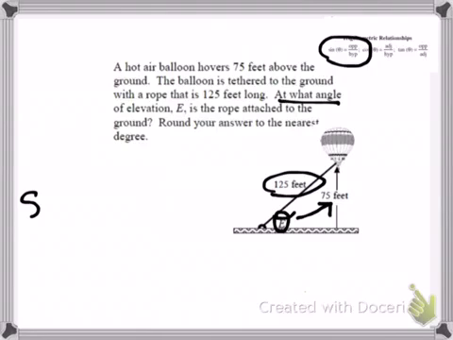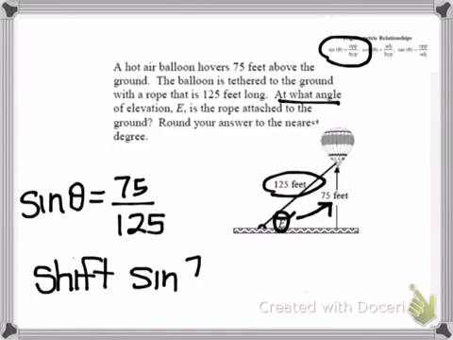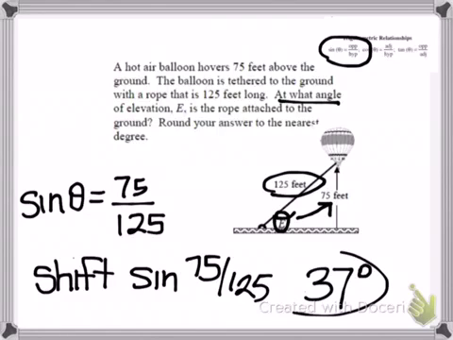So I'm going to say sine theta equals the opposite side, which is 75, over the hypotenuse, which is 125. And since I'm looking for an angle, I've got to remember that I press shift. So in my calculator, I'm going to press shift, sine, 75 over 125, and I get 36.869, so that's going to be rounded to 37 degrees. So that's my angle of elevation.